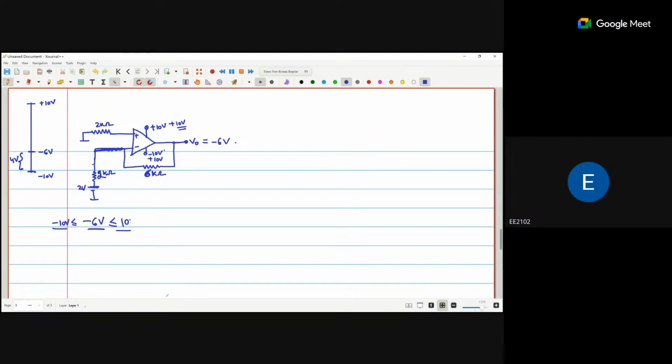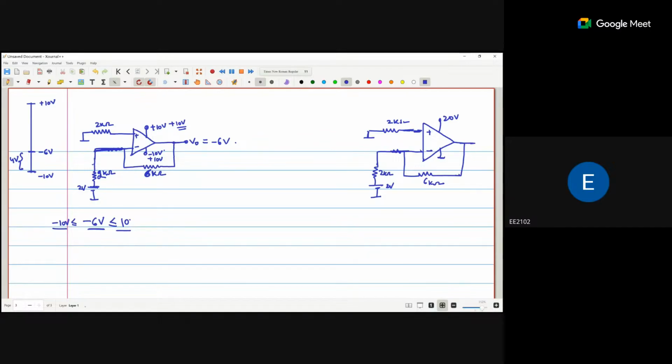So now my circuit will be 2 kilo ohm, plus, it is grounded, 2 kilo ohm, 2 volts, minus 6 kilo ohm. Now my supply voltage will be the 20 volts and ground.